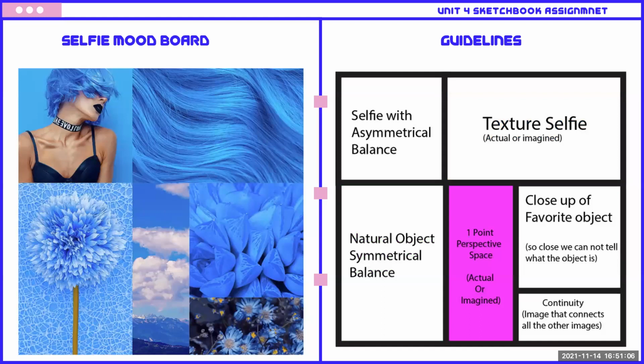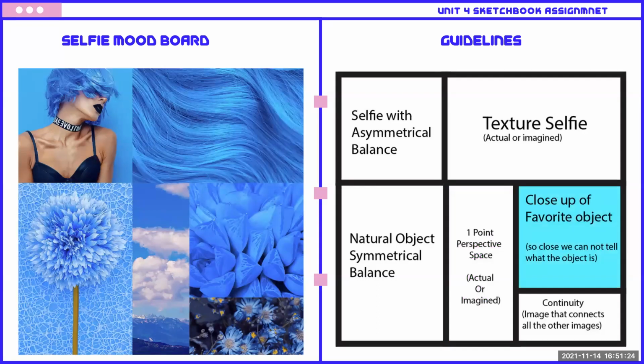For the next box, you're going to fill it in with a 1-point perspective space. It could be an actual space or imagined space. Now, I showed you a lot of video game examples, so if that's something you like, go ahead, pause the game, and redraw what you see.